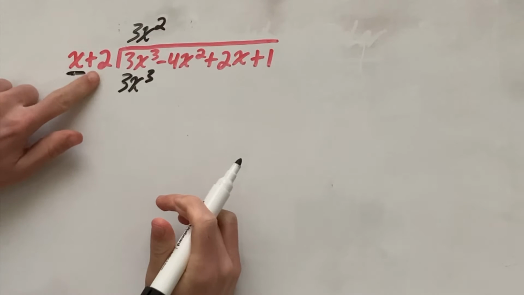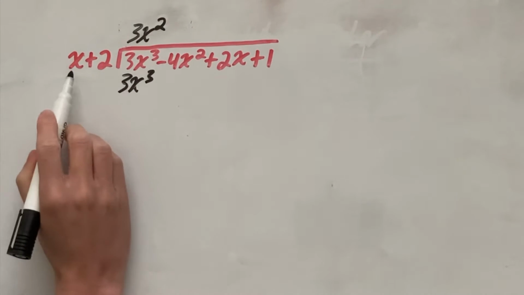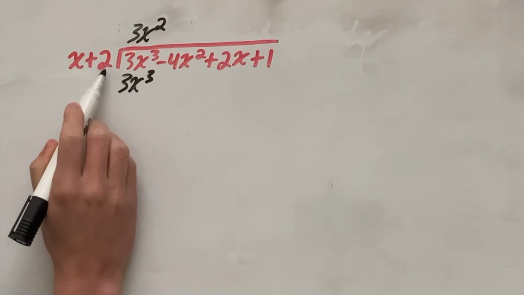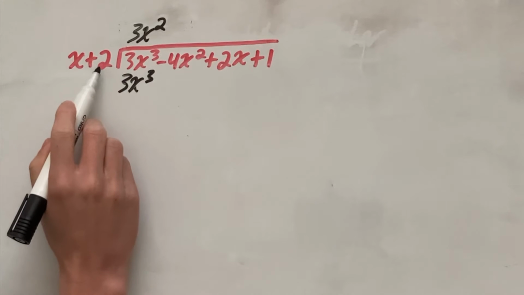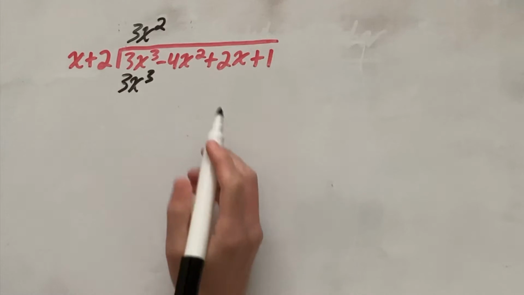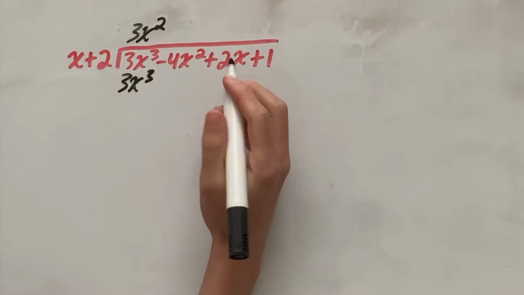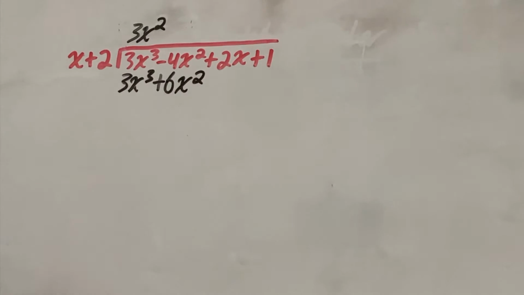And now this is where the 2 comes in place. So you're always doing your x first, then your number here, so 2 second. So we also must multiply this 2 by 3x squared. 2 times 3x squared is 6x squared. So we can do plus 6x squared. Next, we want to subtract this down like any other long division problem. So we'll put a subtraction sign.